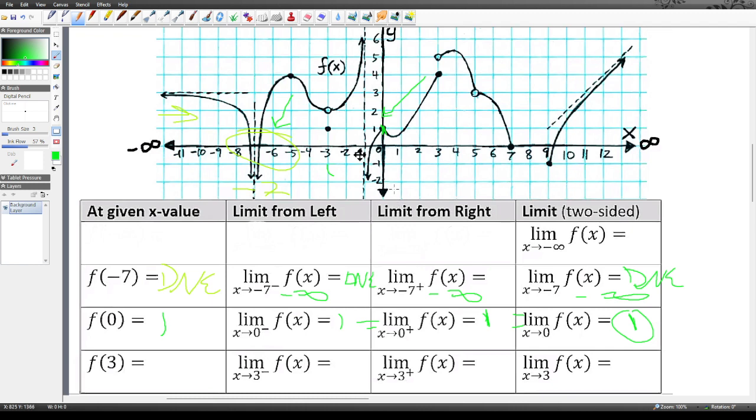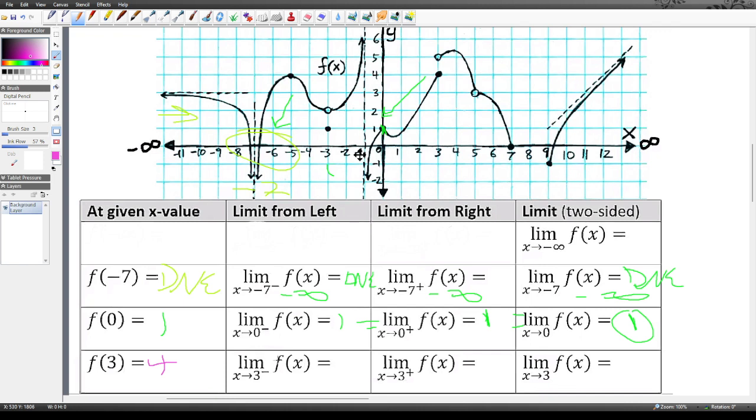And for the function f of 3, it will be here. No, it will evaluate to 4, since this is a closed dot. A closed dot means that's your evaluation. But remember, evaluation and finding the limit are two different things. So f of 3 will equal 4.